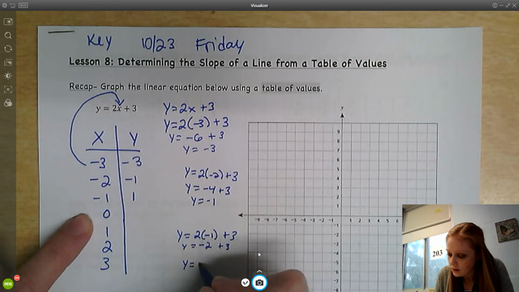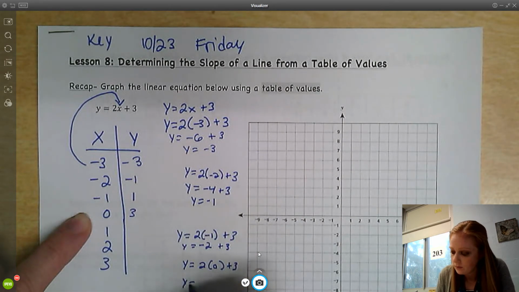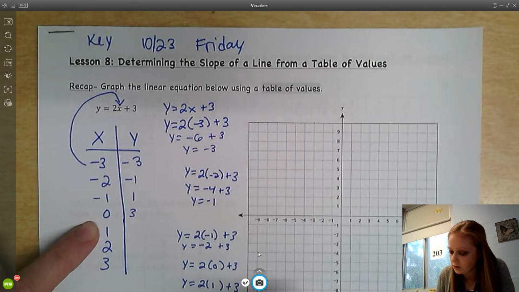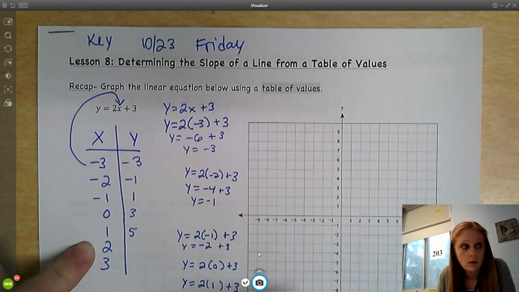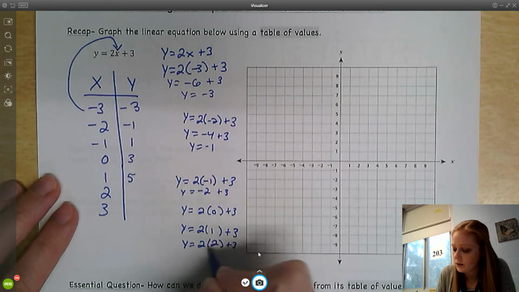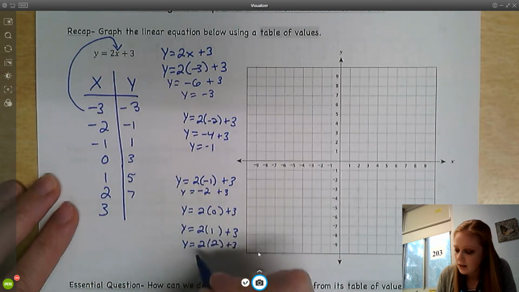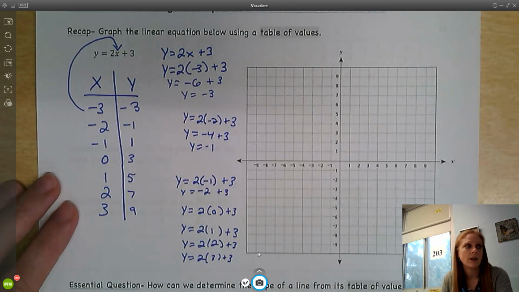Plugging in 0 for x, so that would be 2 times 0 plus 3, which is going to be 3. Let's see, the next one, 2x plus 3, 2 times 1 plus 3 is going to be 5. Oh, sorry. 2 times 2 plus 3 is going to be 4 plus 3, which is 7. And then the last one would be 2 times 3 plus 3, which will give you 9. Okay, just plugging in the x values into the equation to get the y.